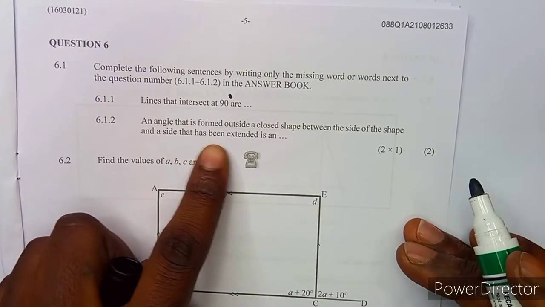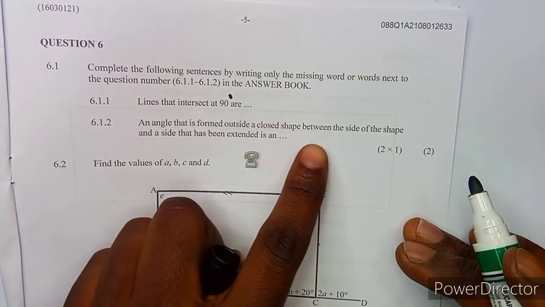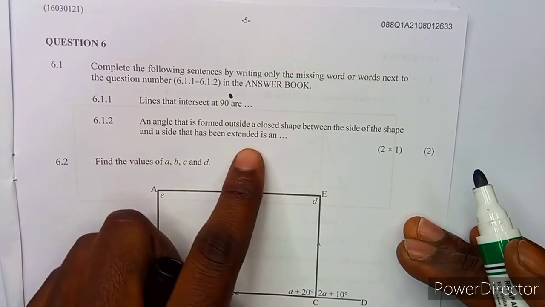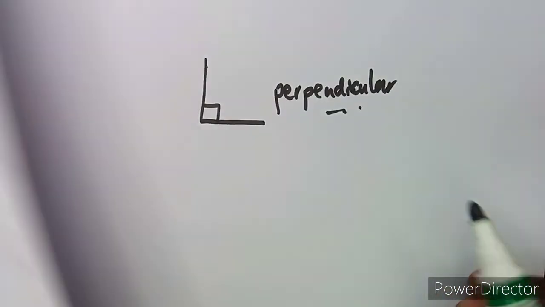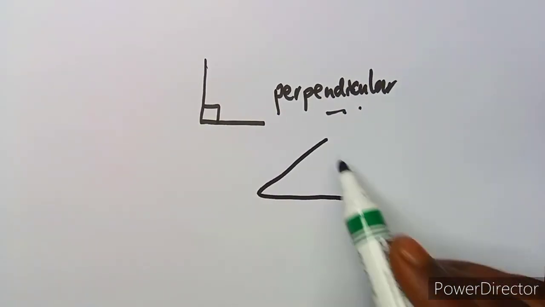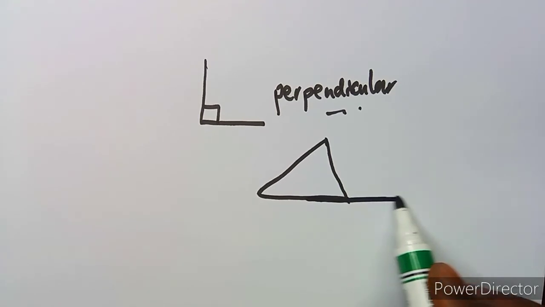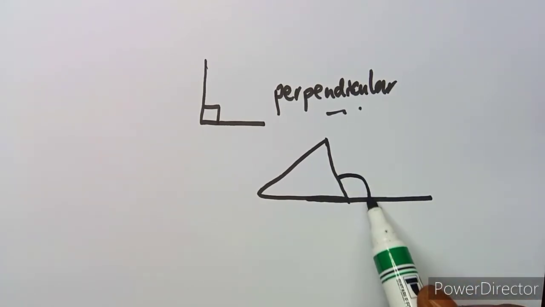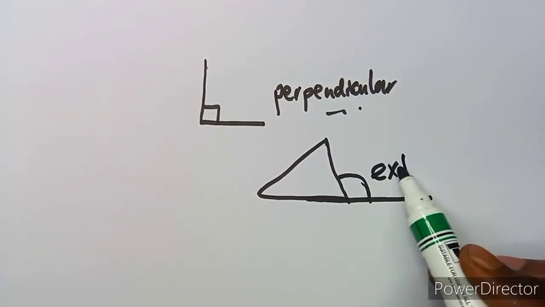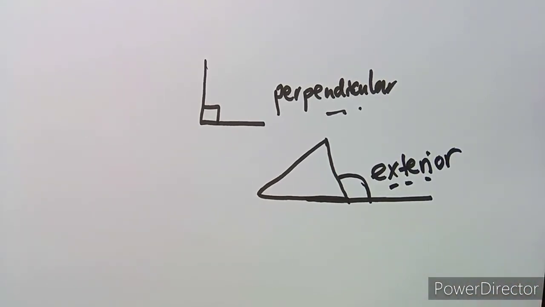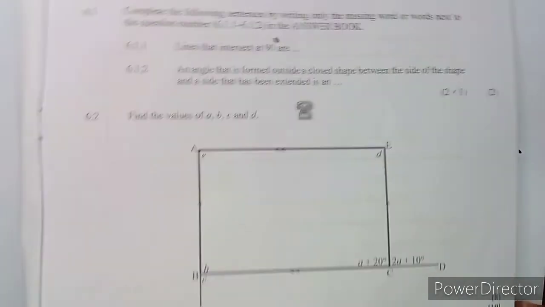An angle that is formed outside an enclosed shape between the side of the shape and a side that has been extended is an... All right, you're given a closed shape like this, then you extend one of the lines like this. The angle that is between, which is outside of the shape, is called an exterior angle. That's an exterior angle. So that was the one that you needed, exterior angle.